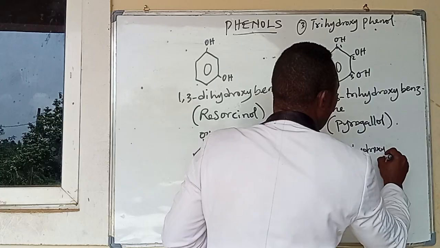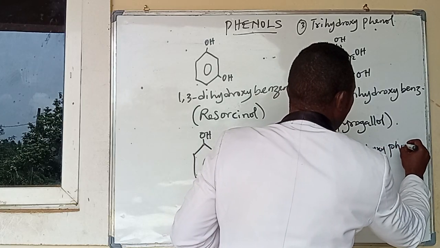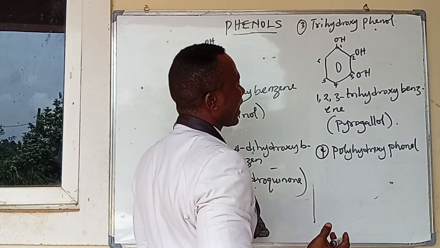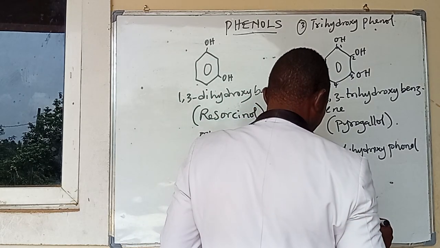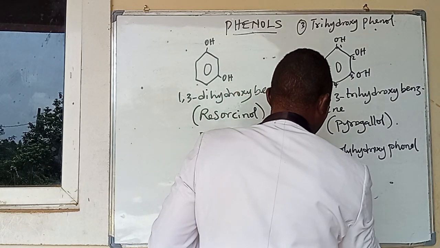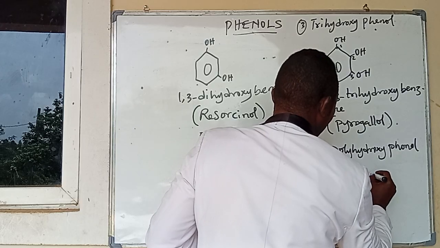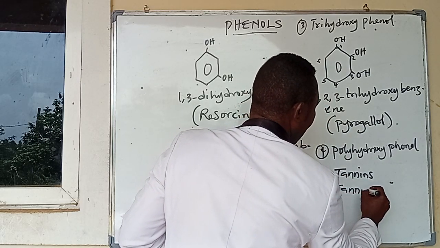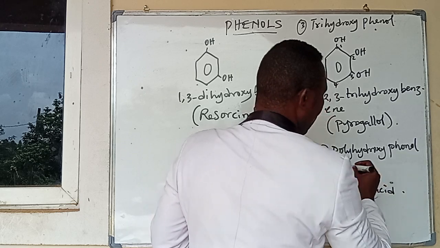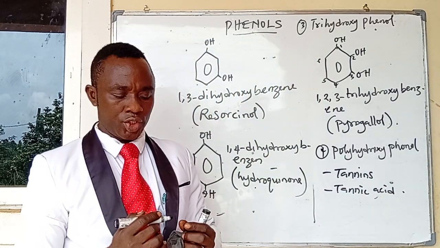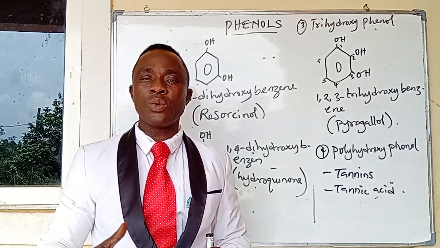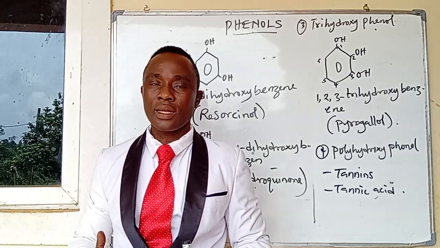Then number 4, we have polyhydroxy phenols. An example of polyhydroxy phenol is tannins, that is tannic acid. They have so many OH groups substituted.